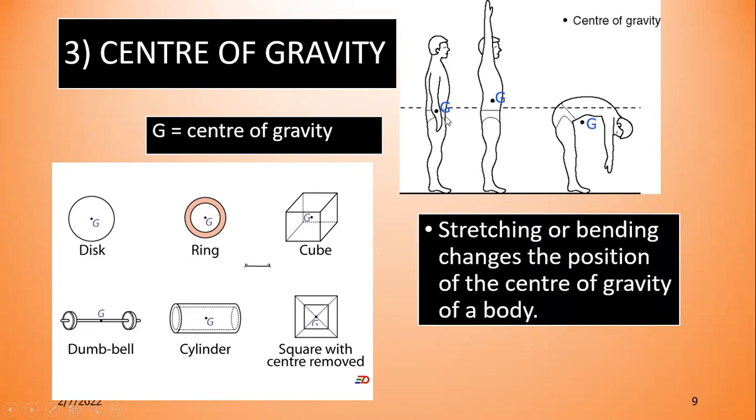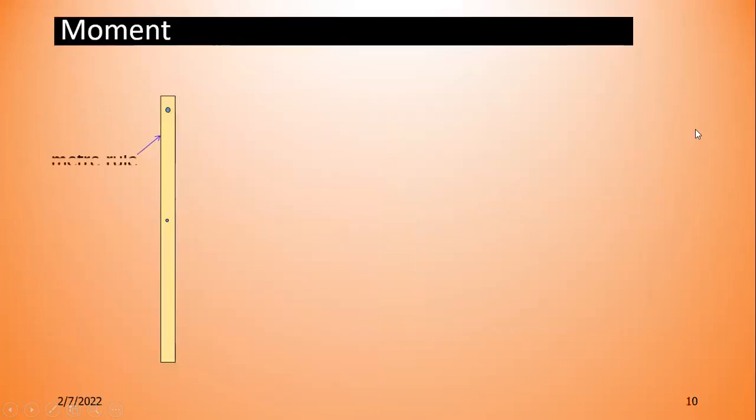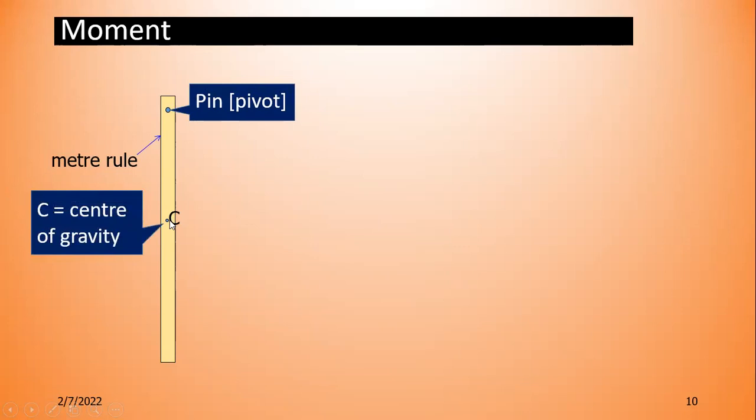Stretching or bending changes the position of the center of gravity of the body. If you have a meter rule, we put a pin through the hole there, which we call a pivot, because it can swing about, and it cannot move forward because the pin is a pivot. C is the center of gravity, the center of the meter rule. That's where the weight will act.